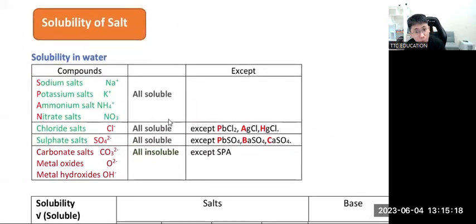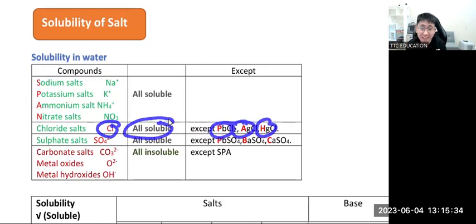The first part is about solubility. What salt is confirmed soluble in water? We call this the SPAN salt. Whenever you see SPAN, these 4 are confirmed soluble in water. Then for chloride, it's all soluble except Pb, Ag, and Hg, which I remember as Persatuan Agama Hindu. Usually I ask you to memorize this way: Cl is roti canai, and canai links you to Persatuan Agama Hindu.